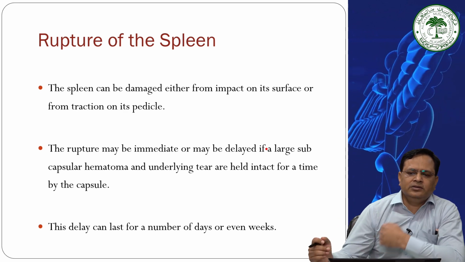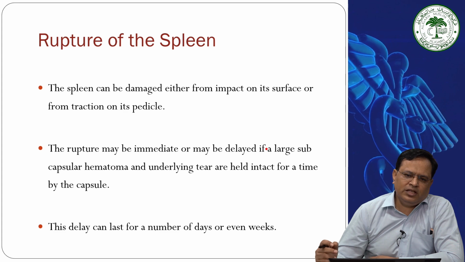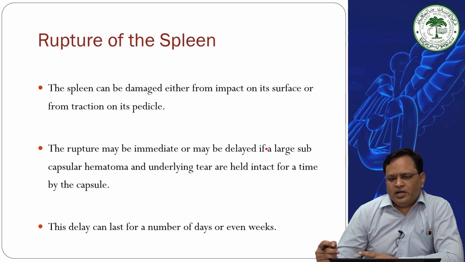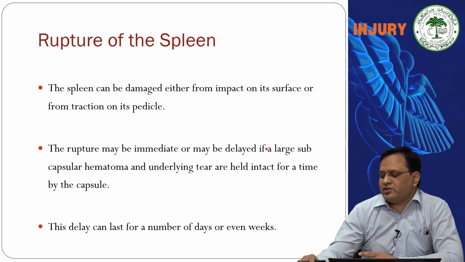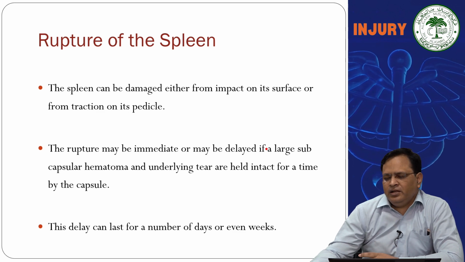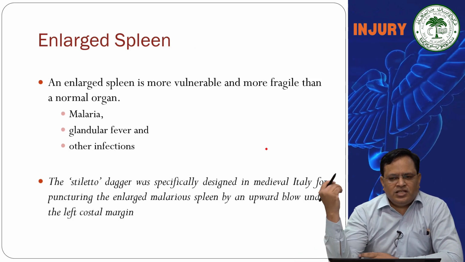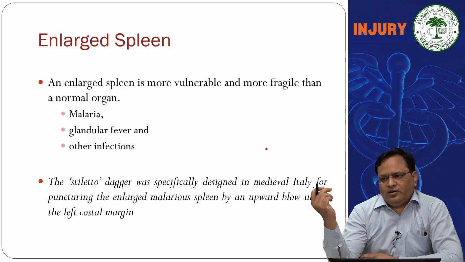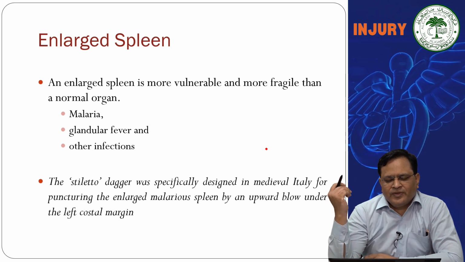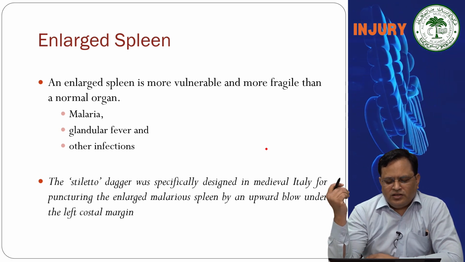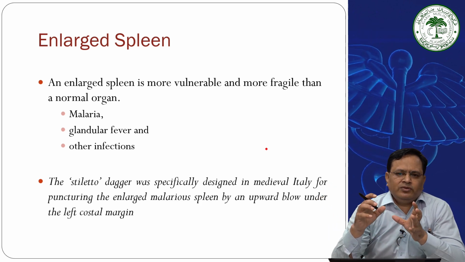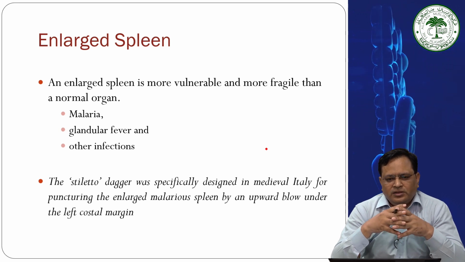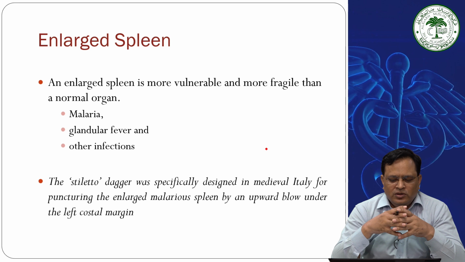So there may be delayed hemorrhage and shock also in spleen ruptures, especially when the capsule rupture is delayed. This delay can last for a number of days or even weeks, depending upon the strength of the capsule and the amount of bleeding in the capsule. An enlarged spleen is found in some diseases or natural phenomena, like malaria, glandular fever or other infection. If the spleen is enlarged and somebody strikes the person or gives a blunt force to the abdomen, then the chance of rupture of the spleen also increases.